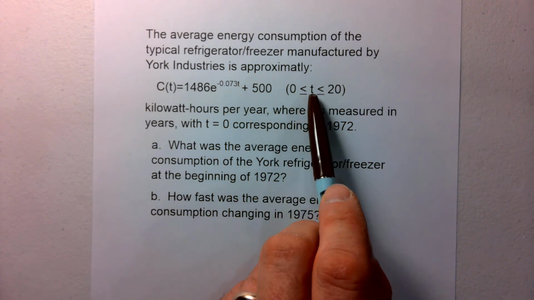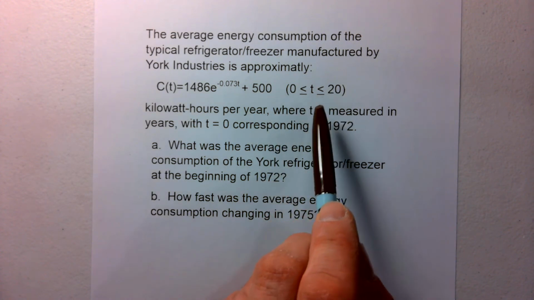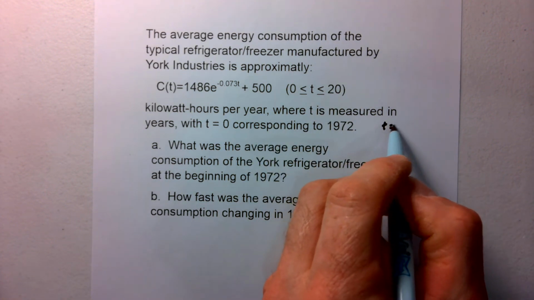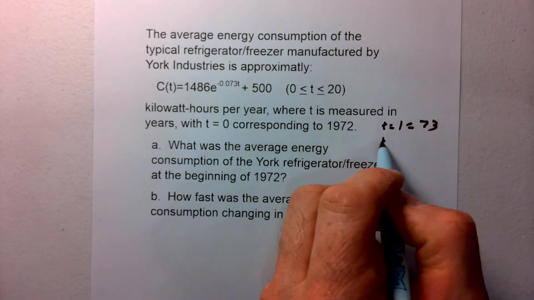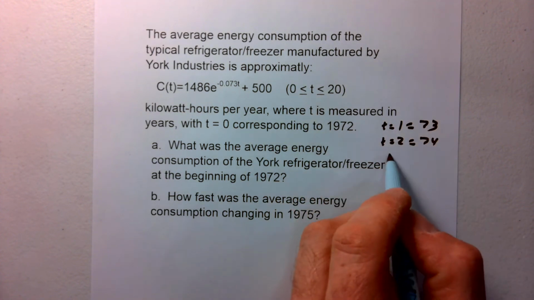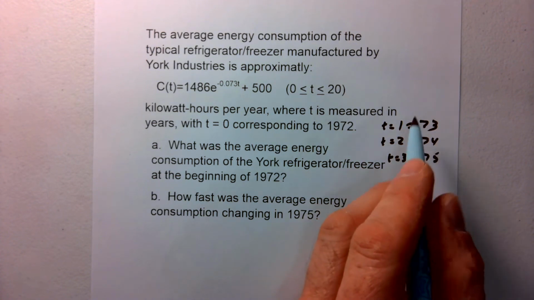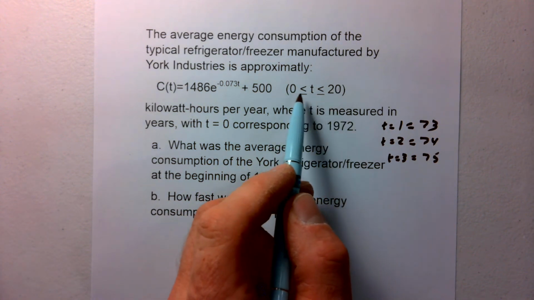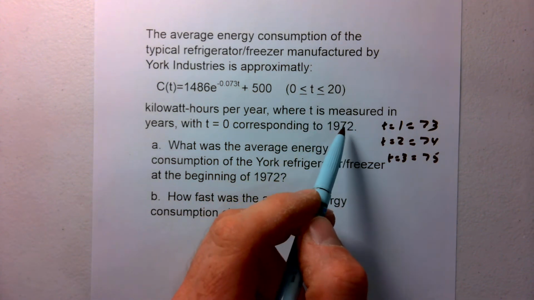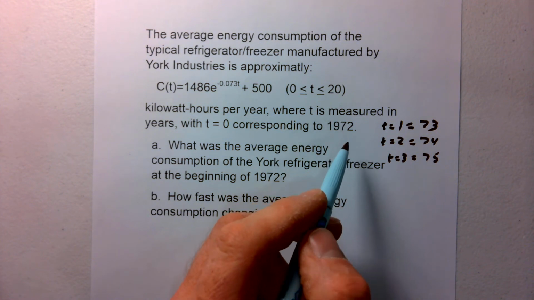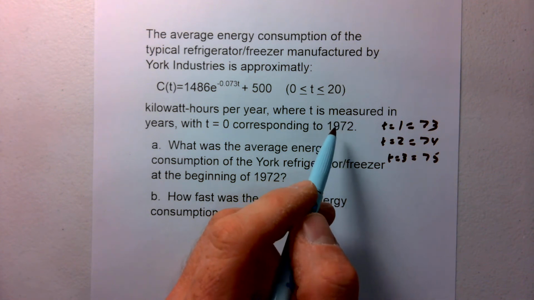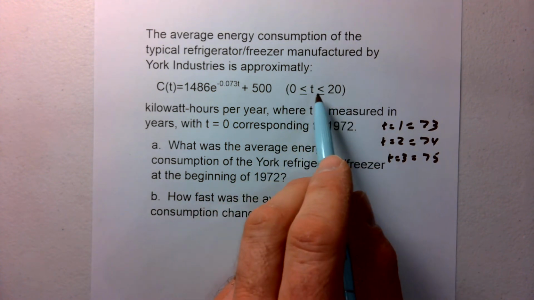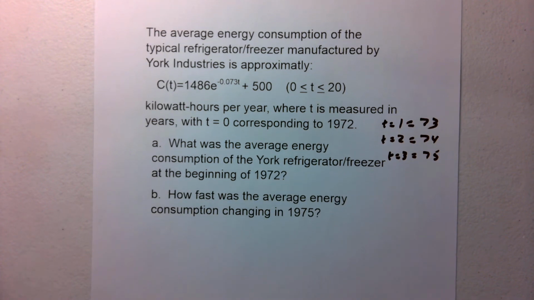Notice that T is only between 0 and 20. So if 0 corresponds to 1972, then T equals 1 would be 1973. T equals 2 would be 74, T equals 3, 75, so on and so forth. So it's only going to work for the first 20 years after 1972. So if I ask you to find it for the year 2000, we can't do that because that's not in our domain. So be very careful with the domain and what they're asking us for.